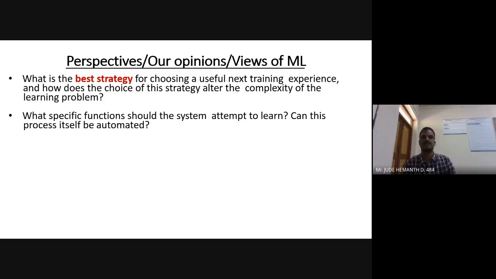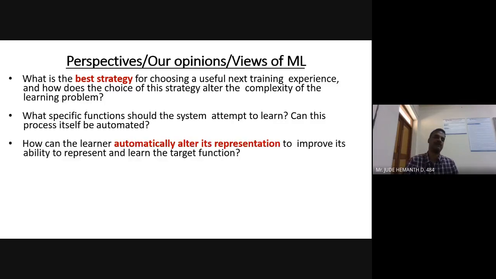What specific functions should the system attempt to learn? What are the features it should take? Till now, it is again a question mark. How can the learner automatically alter its representation? I have a signal, but I am not interested to work in a signal. I want to convert a signal to image. In that case, will there be any loss? But with that image also, can my system automatically identify and take a decision?